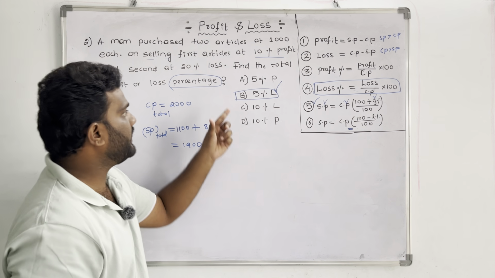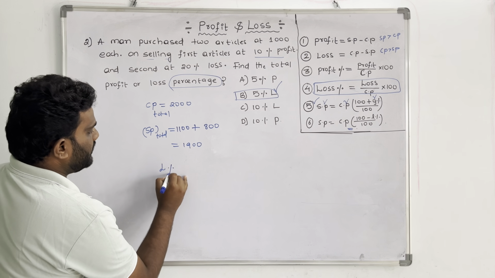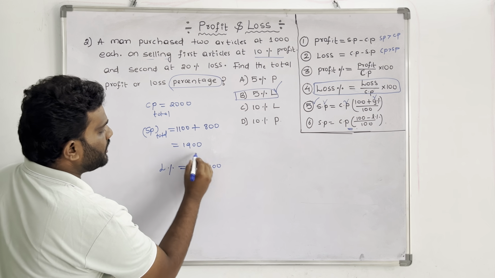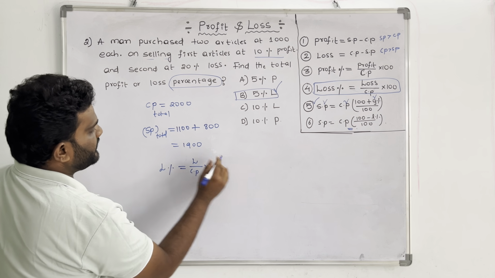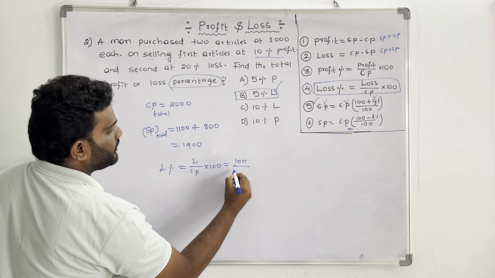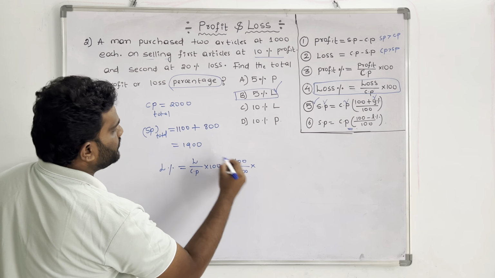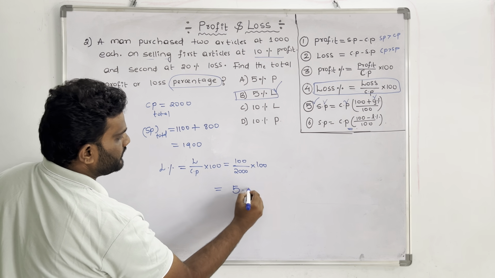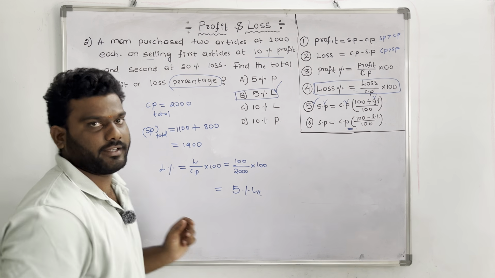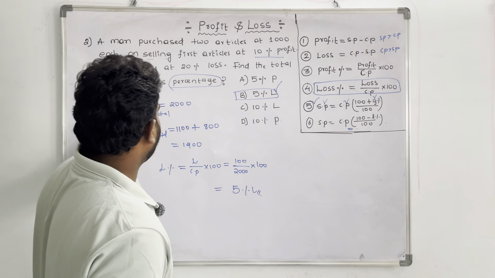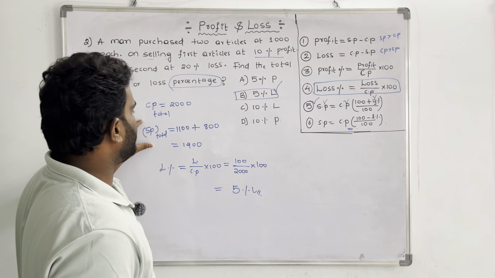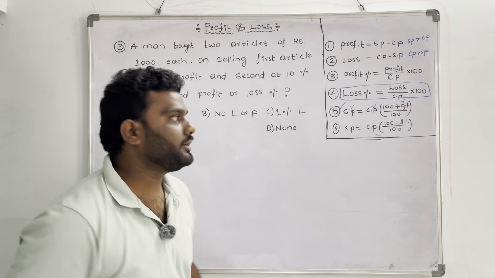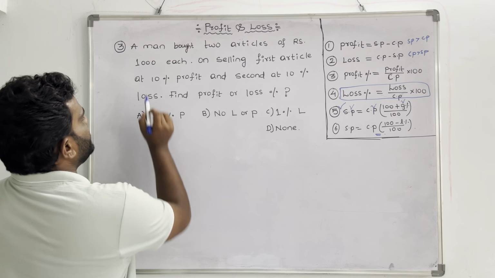Now you have the total cost price and total selling price, and you follow the previous method. To find the loss percentage, what is the formula? Loss percentage is nothing but loss by CP into 100. What is the loss here? Cost price minus selling price, that is 100. 100 by cost price 2,000 into 100. So you will get loss percentage as 5. 5 loss percent, so option D is the right answer. So you need to calculate in the mind only: total cost price, total selling price, then find the loss percentage using the formula. This is the shortcut. Let's solve the third question. A man bought two articles of rupees 1,000 each.